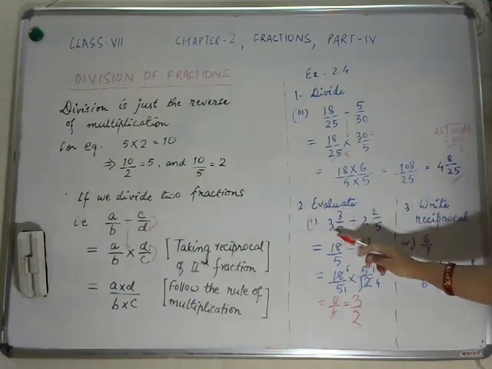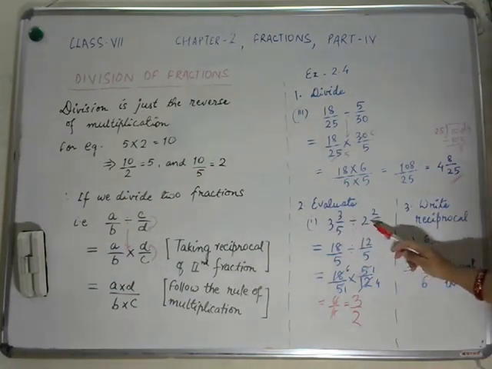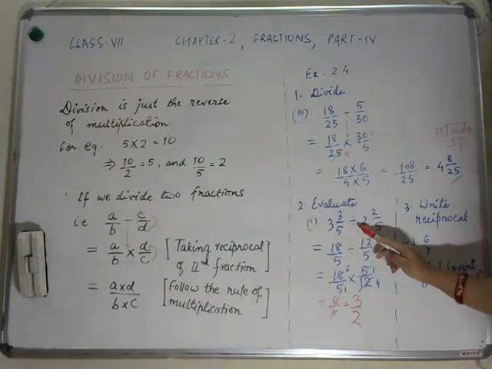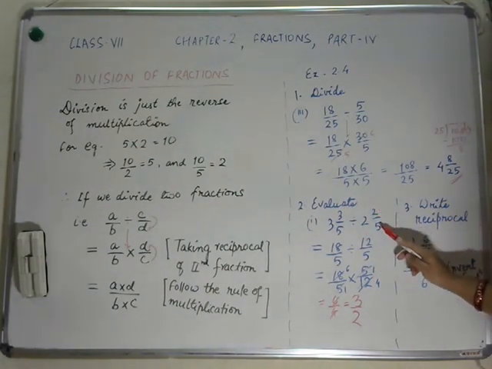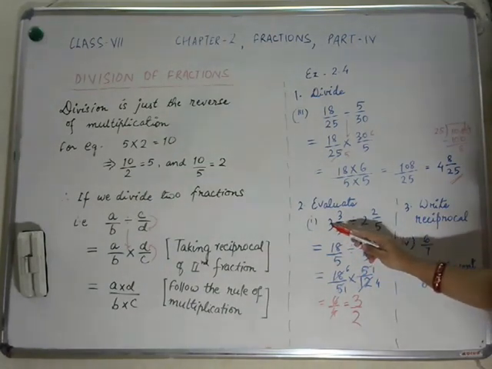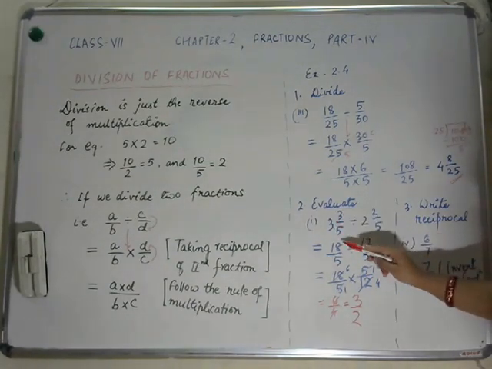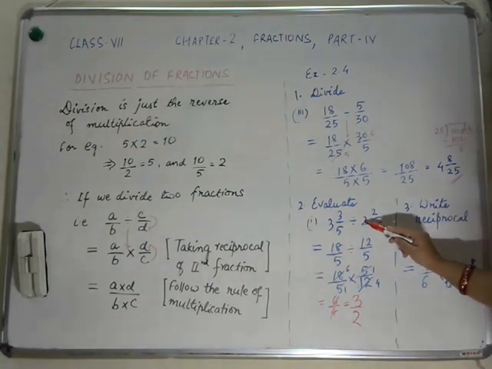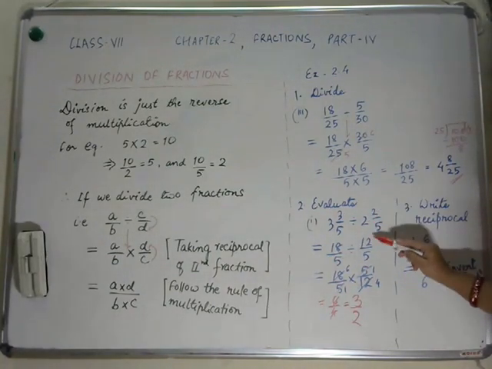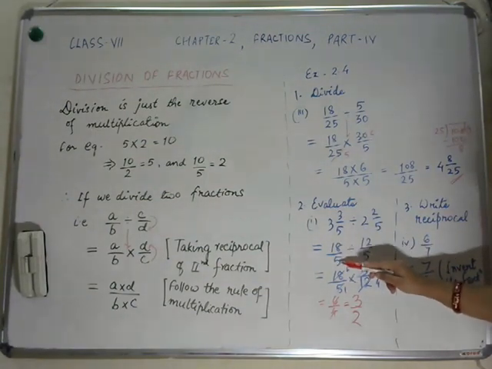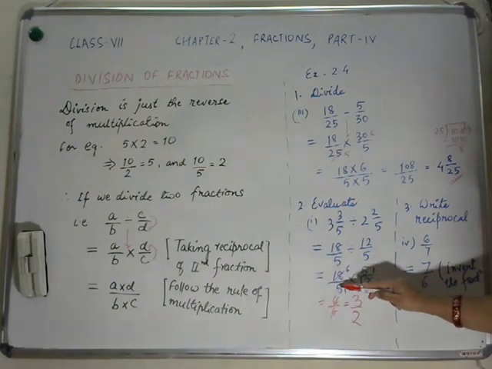The second question gives mixed fractions and we have to divide: 3 whole 3 by 5 divided by 2 whole 2 by 5. So first we will change them to improper fractions. 5 3s are 15, 15 plus 3 is 18, so 18 by 5. Divided by 5 2s are 10, 10 plus 2 is 12, so 12 by 5.